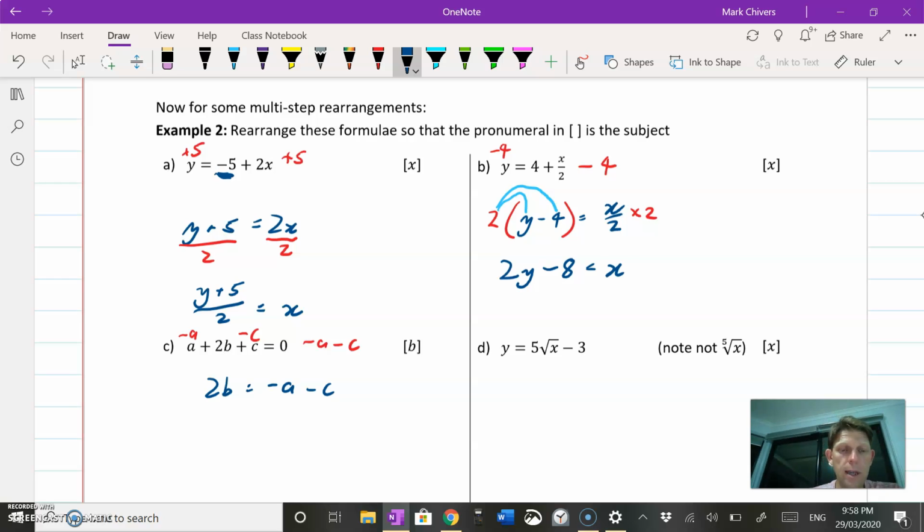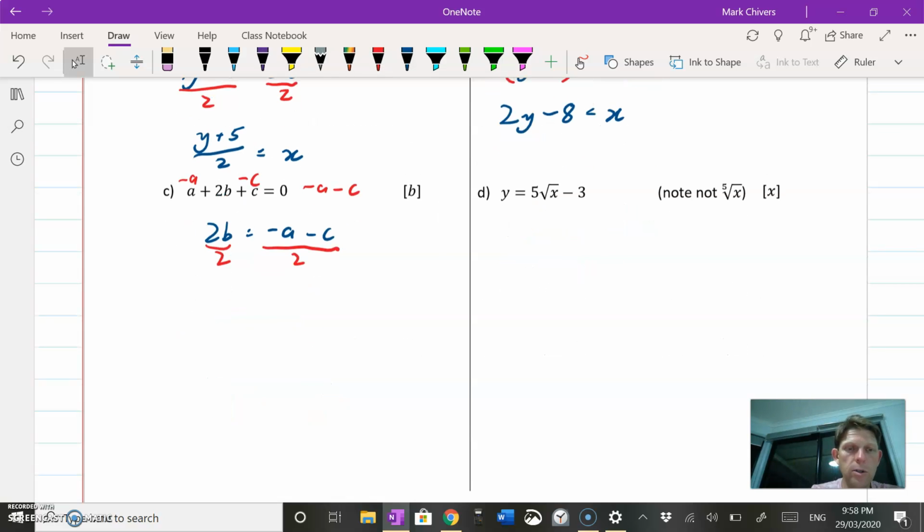And obviously now we've got b being multiplied by 2, so we can just divide that by 2. But if we do that, we have to divide the whole of the other side by 2, not each of them, the whole of it. And so as we do that, we're going to end up with b equals minus a minus c over 2.